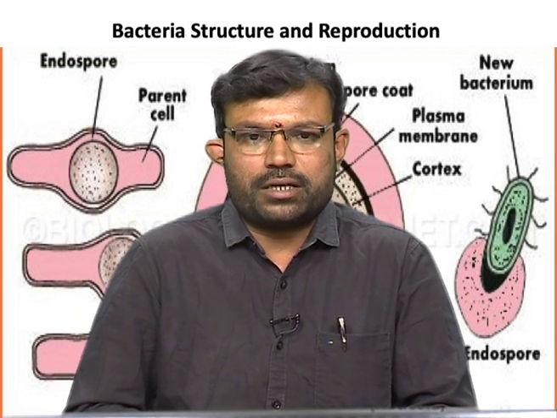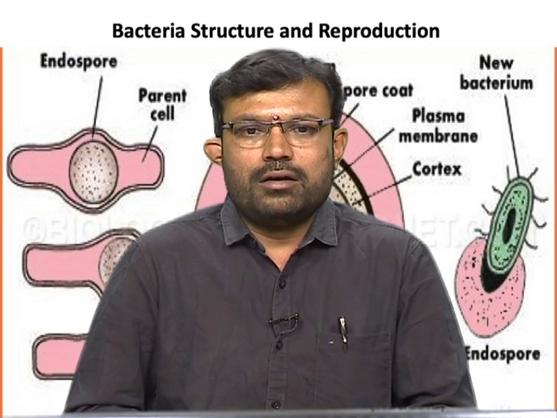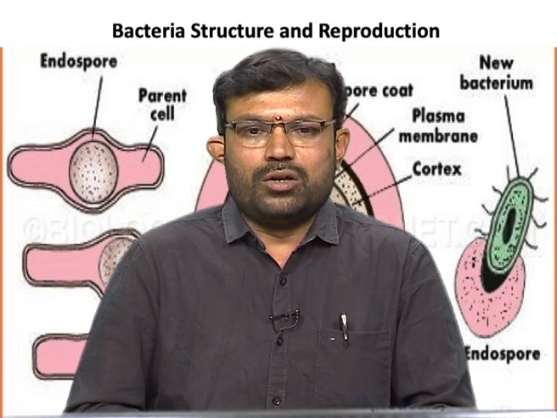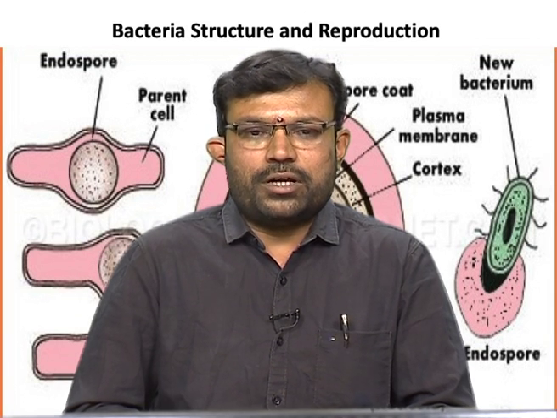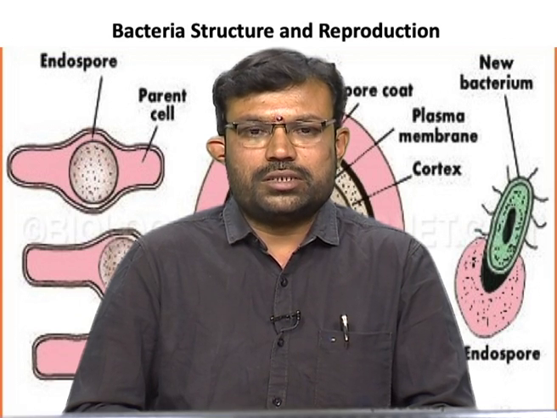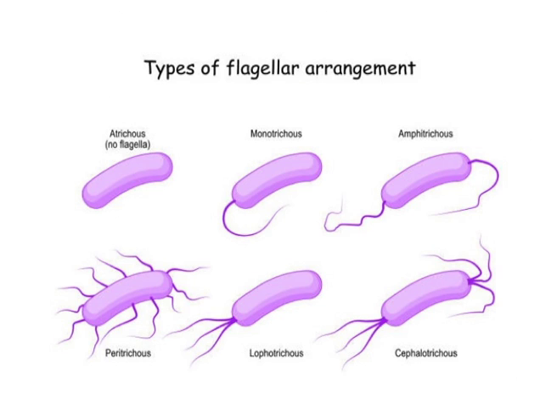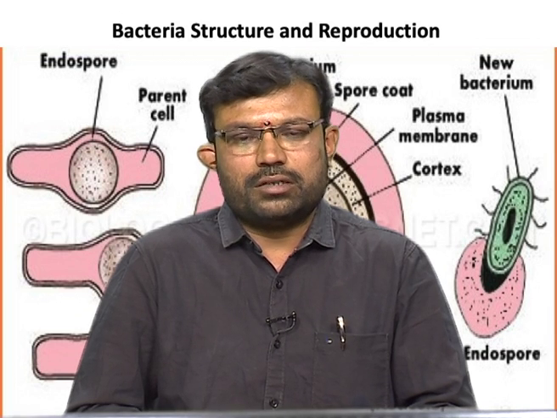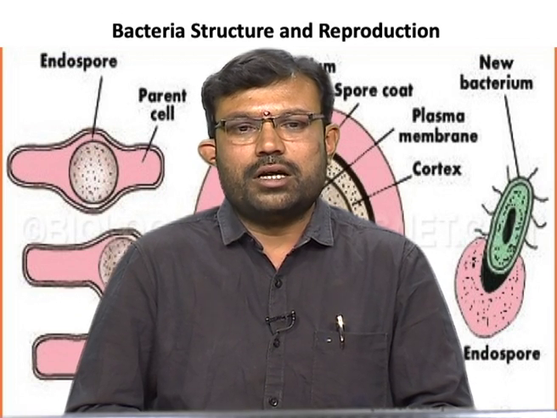Peritrichous bacteria: a number of flagella develop on the outer surface. Lophotrichous: a tuft of flagella develops at one end. And cephalotrichous bacteria: a number of flagella develop at both ends. So, based on the number of flagella present on the cell wall, bacteria can be classified into different types.